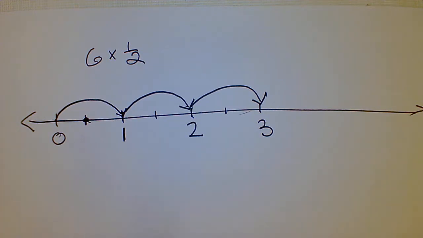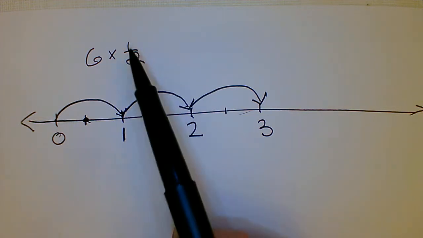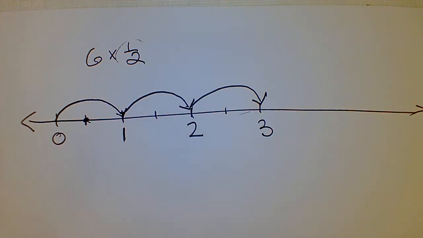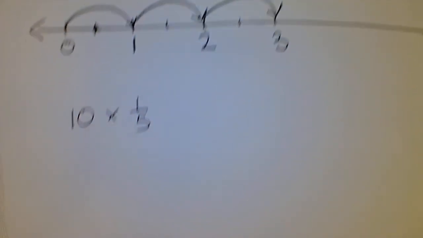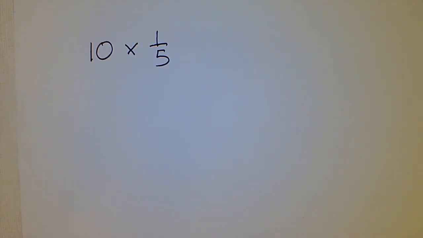So again, don't panic. I know it's a little weird, but the goal today is to take whatever your fraction is and turn it into units. And units are just ones. So let's do another one. Let's say that we had 10 times 1/5. And I'm going to slide the paper up, don't worry. So let's say that I have 10 times 1/5.